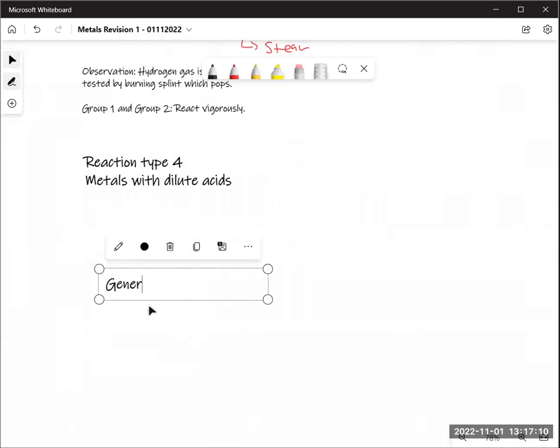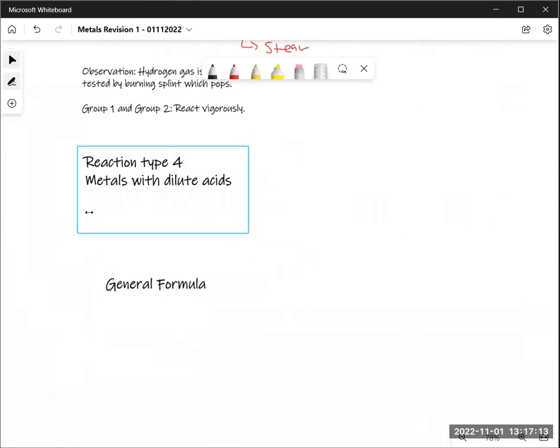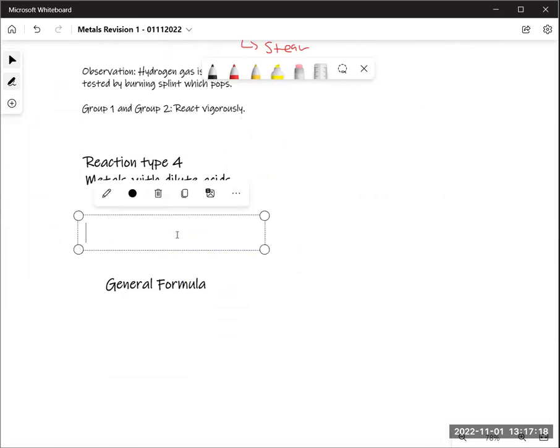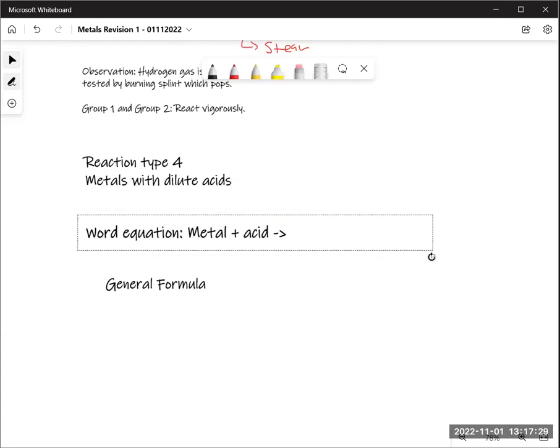Before we look at the general formula, first write the word equation, which is metal plus acid gives us... Now, the dilute part here is just a formality because in your exam, they're only going to ask you dilute acids. So the only acid you're getting is dilute acid. Metal plus acid is going to give us salt plus hydrogen gas.